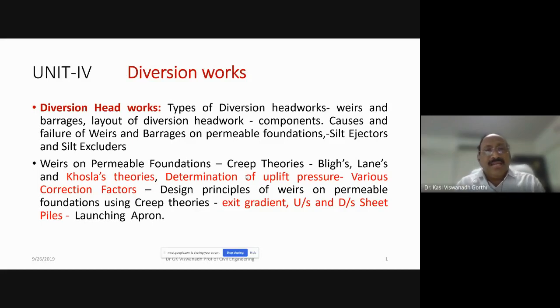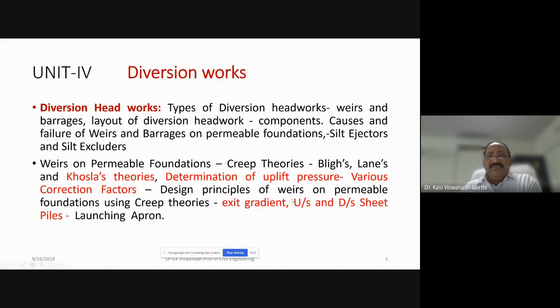We have been discussing diversion works and diversion headworks. A few classes were spent on the causes of failures of weirs and barrages on permeable foundations, along with the types of diversion headworks and the components and function of each component. Then we also started discussing creep theories.